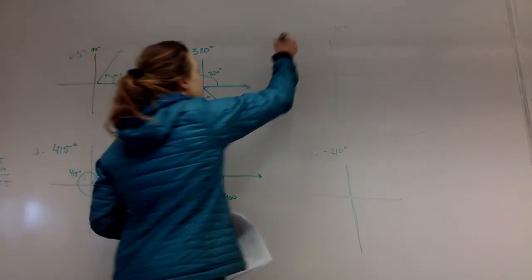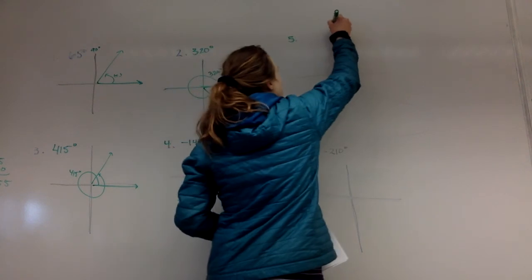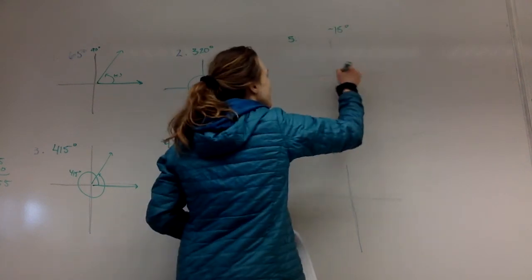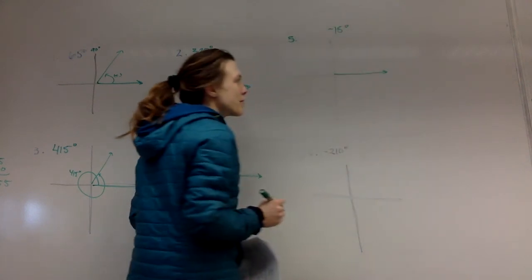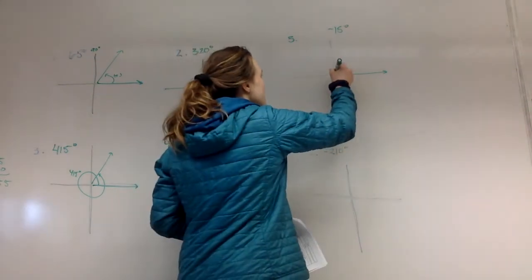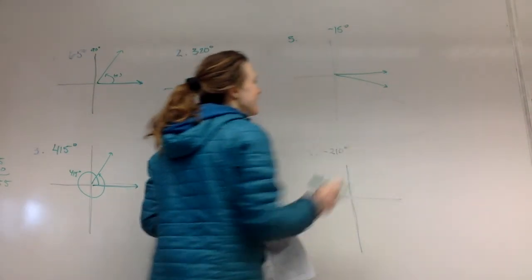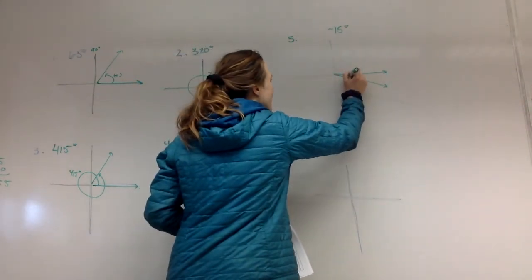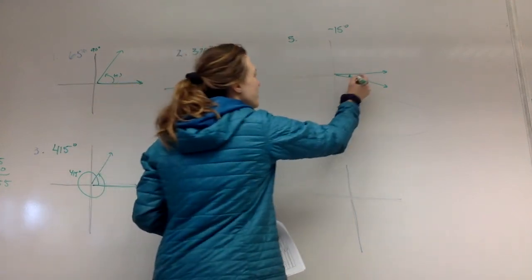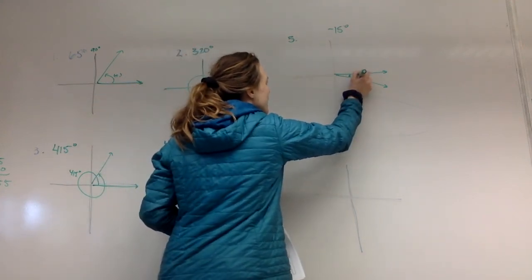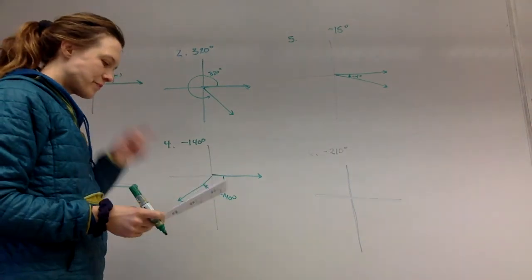Okay, so then negative 15. Maybe you're all getting the hang of this. Negative 15. Draw my initial ray there. And then this one's going to be very tiny, like that, my terminal ray. And you can draw a little clockwise arrow going in that direction.